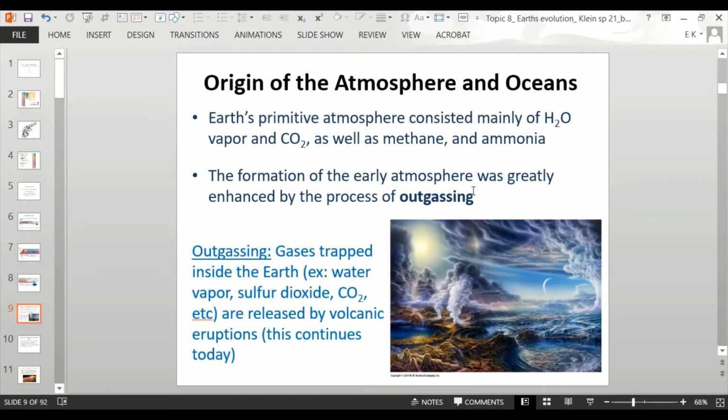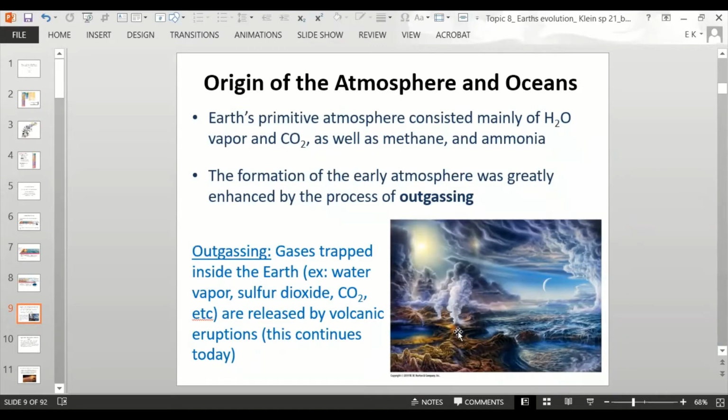The formation of the early atmosphere was greatly enhanced by the process of outgassing. So outgassing is when gases that are trapped inside the Earth, for example, water vapor, sulfur dioxide, carbon dioxide, are released through volcanic eruptions. So you have gases from the Earth's interior coming out. Over time, those gases built up and developed the primitive atmosphere. And outgassing continues today, where we have volcanic eruptions.